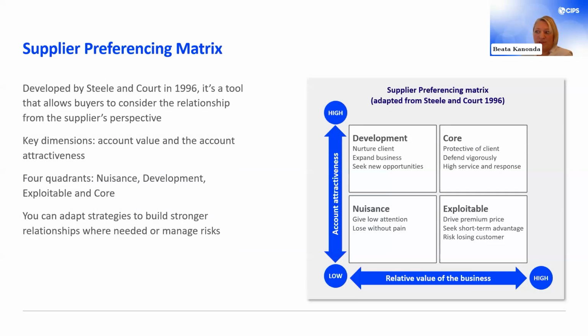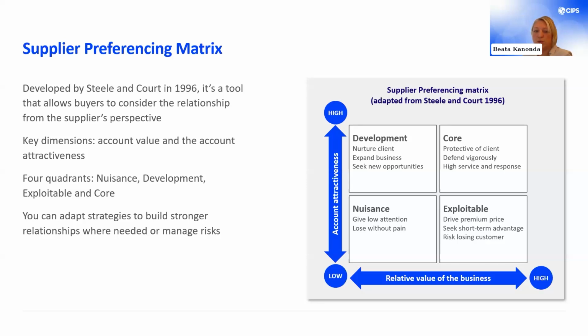So the Supplier Preferencing Matrix was developed by Steele & Court in 1996. Unlike the Kraljic Matrix, this tool is used to view the relationship from the supplier's perspective. By knowing how a supplier perceives your account, you can anticipate supplier behavior, pricing strategies, and service levels. This knowledge enables you to adjust your negotiation approach, work on deeper relationships with suppliers, and allocate resources more effectively across your broader supplier base.